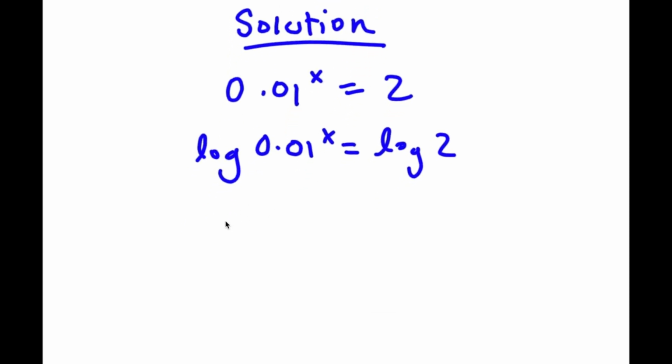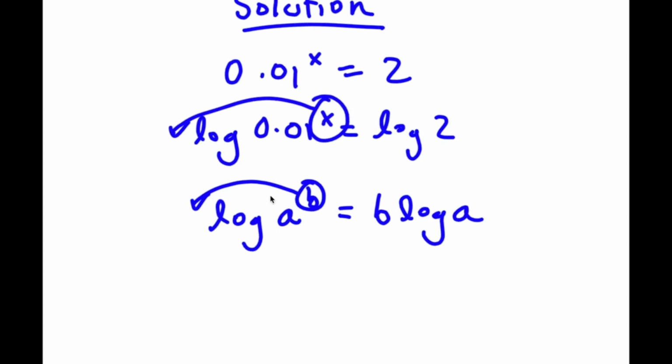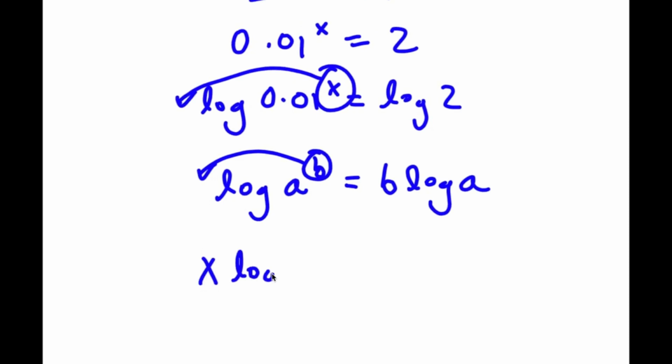Now, if I have something in the form log a to the power of b, I can simply move this exponent b to the front. So this would equal b times log a. So in this case, I have log 0.01 to the power of x, and I can simply move x to the front. So that's going to equal x times log 0.01 is equal to log 2.